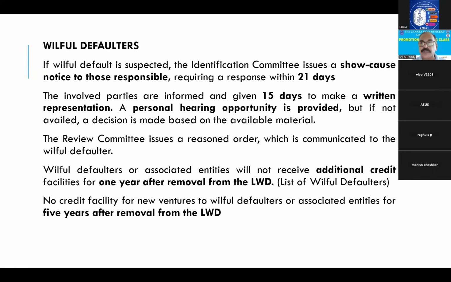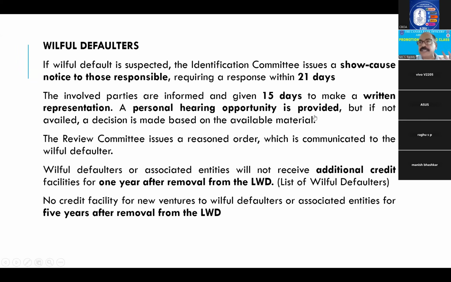Who will issue the show cause notice? The identification committee. This identification committee is headed by the Chief General Manager of the RLFE wing, and other members will be there. They will first issue the 21-day show cause notice, and that party is given 15 days to submit his written representation. Our show cause notice is for 21 days, and to submit the representation, 15 days' time is given. Subsequently, the review committee also will call for a personal meeting if any, right? But if it is not availed and a decision is made, then we will declare them as a willful defaulter.